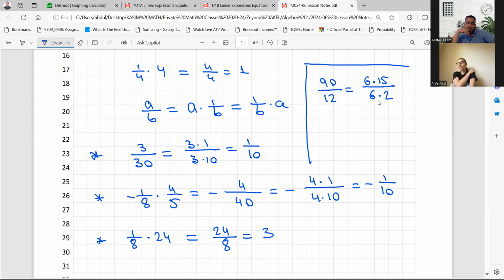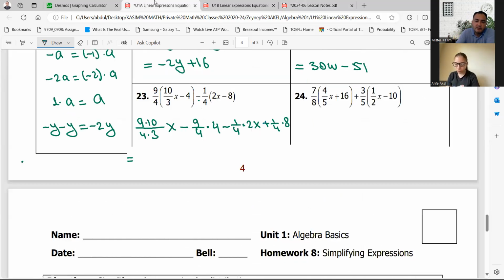Yeah. First, you have to find the greatest common factor of these two numbers. Both numbers are divisible by 6. So 6 cancels each other. That's equal to 15 over 2. So this one is equal to 15 over 2x.